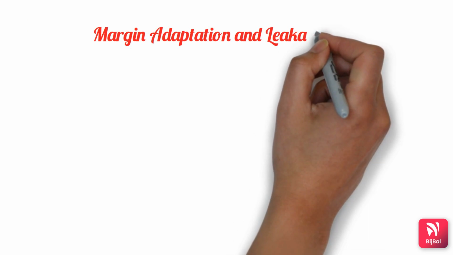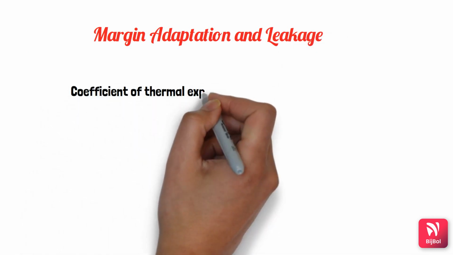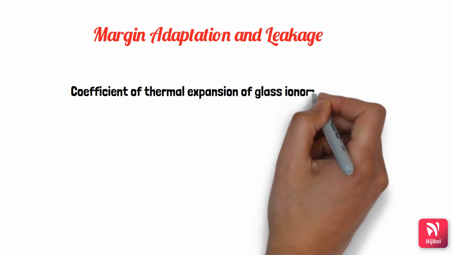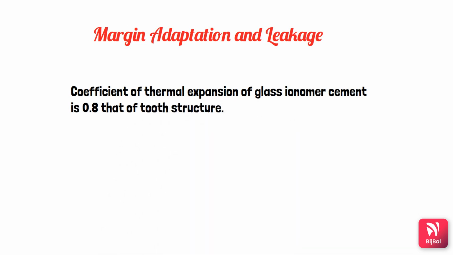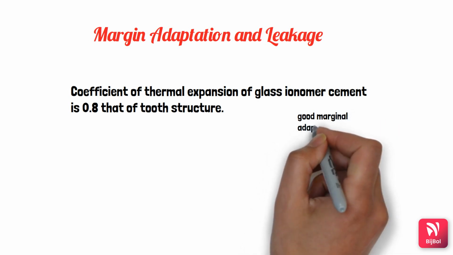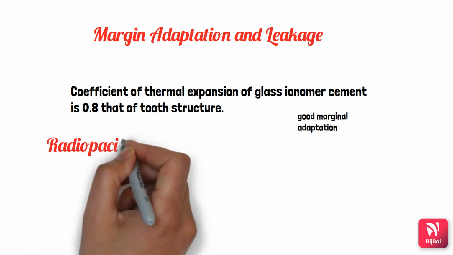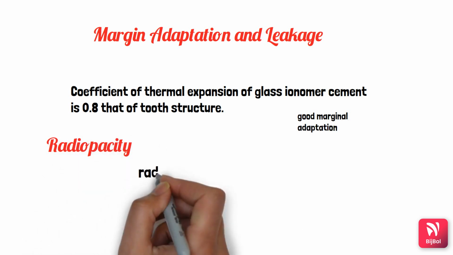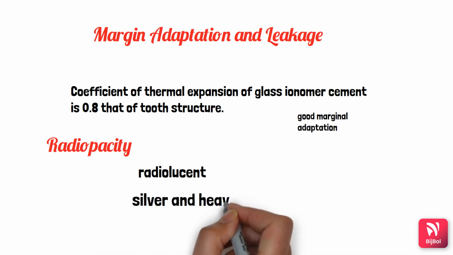Next property is the marginal adaptation and the leakage. The coefficient of thermal expansion of the glass ionomer cement is about 0.8, that is similar to that of tooth structure. That's the reason it has good marginal adaptation when compared to the other cements. And the other property is the radiopacity. It is more radiopaque because of the silver and the heavy metal salts present in the GIC.